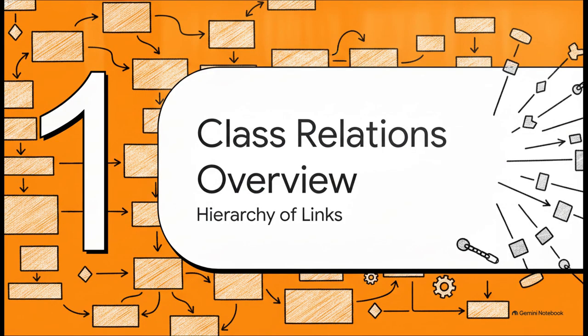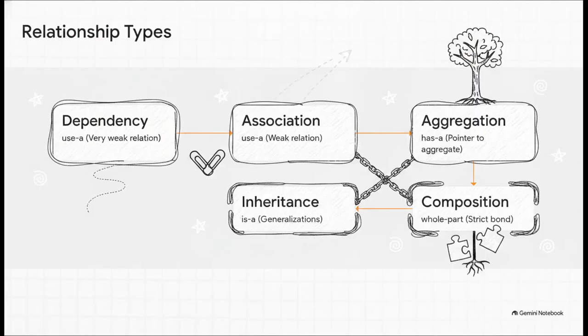Section 1, Class Relations Overview, our hierarchy of links. So there are really 5 core ways classes interact in object-oriented programming, and they form a very clear, distinct hierarchy. We basically climb a ladder here. We start way at the bottom with dependency, which is just a super simple user relationship. Then we move up through association, aggregation, and composition. Those represent different, strengthening flavors of has-a and whole-part connections. And finally, we hit the absolute strongest bond at the top, which is inheritance, a strict is-a relationship. So remember, this list climbs sequentially from the absolute weakest relationship all the way up to the strongest.